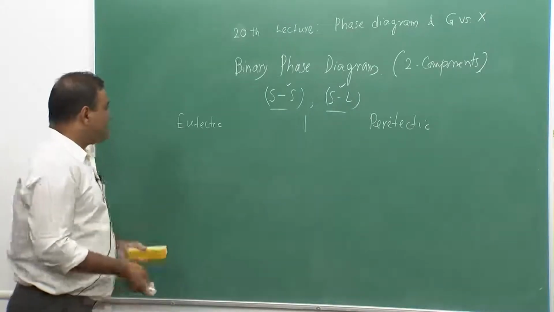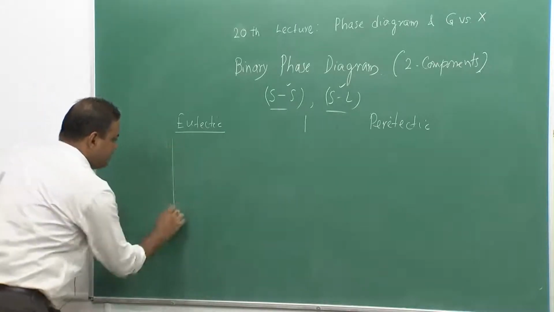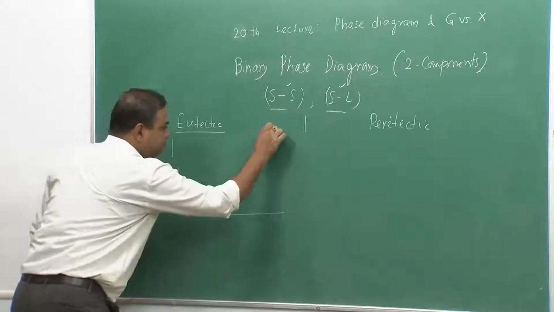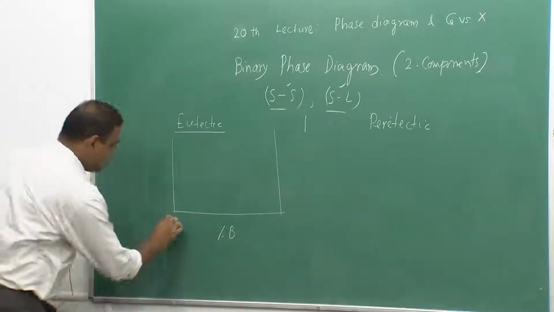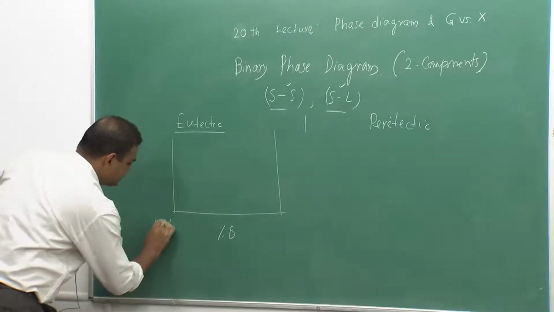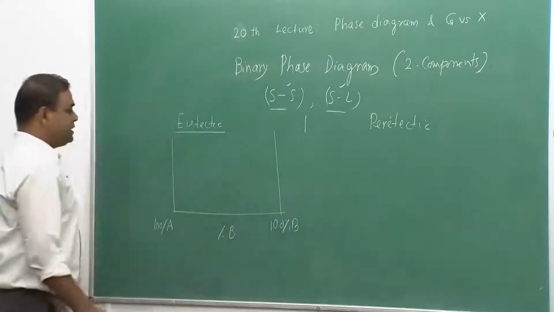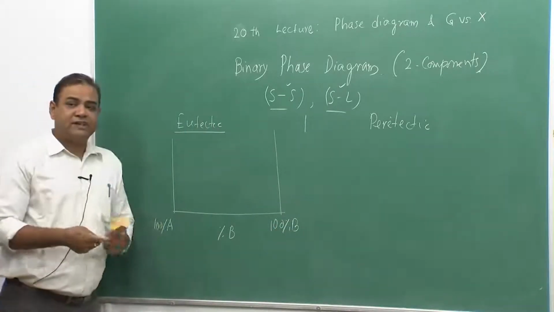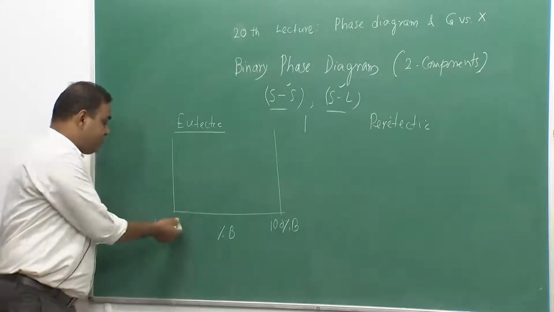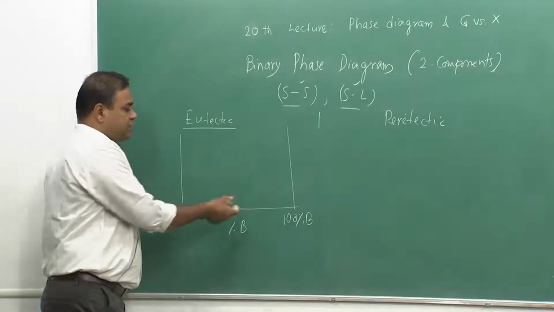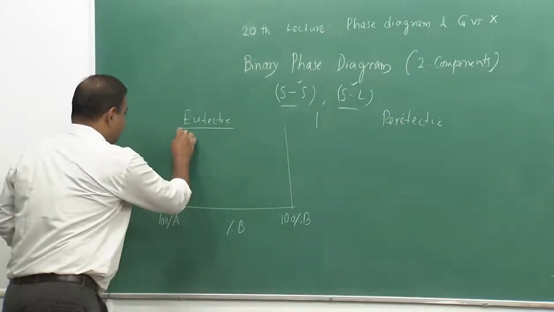Now, if I talk about eutectic, let us draw that phase diagram. Here also it is percentage of B, and here we have 100% A, 100% B, but they do not mix 100% over the entire composition range. There would be an A rich region and there would be a B rich region, and we get a diagram like this.